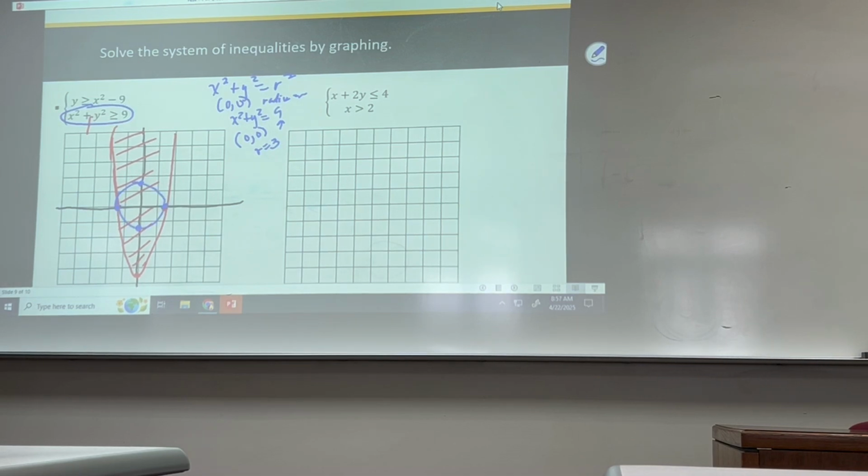Now do I shade inside the circle or outside the circle? What do you think? If I shade inside, 0, 0 would have to work, right? If it doesn't work, I have to shade outside. So if I put a 0 in for testing, is 0 squared plus 0 squared greater than or equal to 9? No, that's not true, is it? 0, 0 is inside, didn't work, so I shade outside.